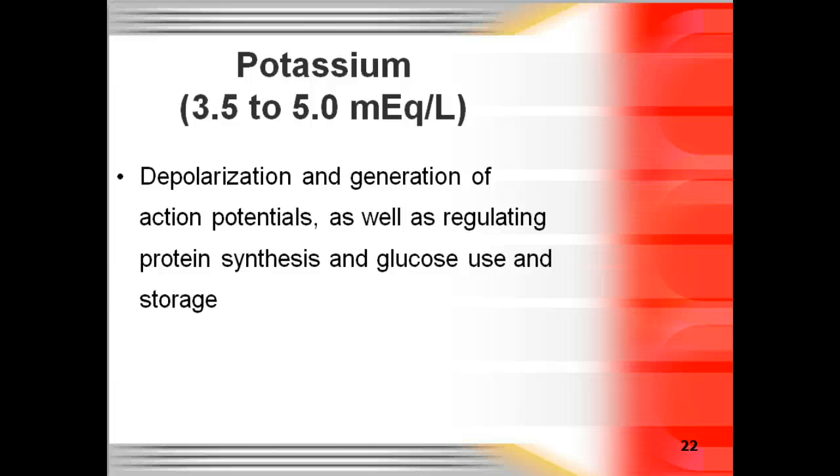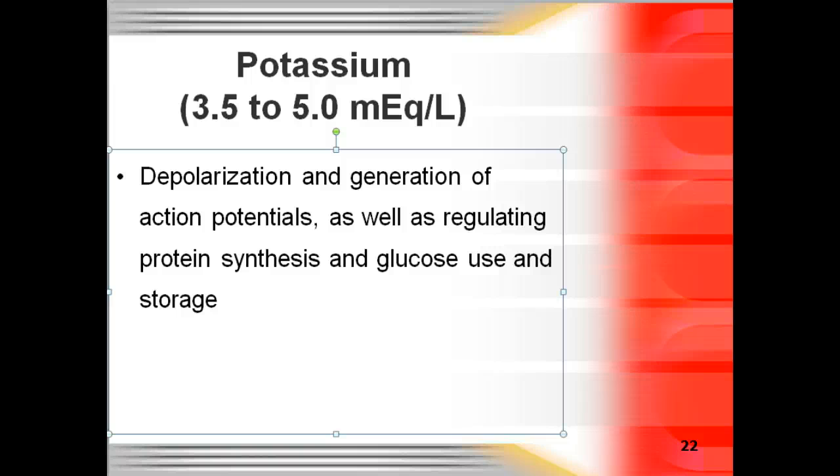In the next case, the next electrolyte would be potassium. Potassium's normal range is 3.5 to 5.0 milliequivalents per liter. The purpose of potassium is depolarization and generation of action potentials, as well as regulating protein synthesis and glucose use and storage. So those are the functions of potassium.